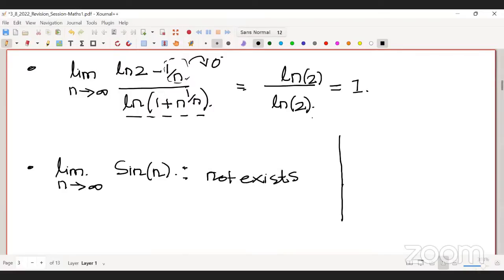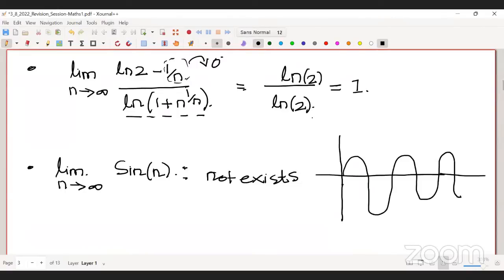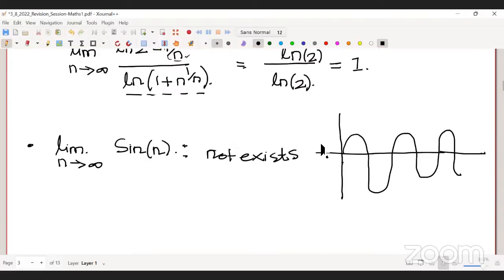Correct. If you draw the graph, it basically oscillates in between minus 1 to 1. You will get some repeating numbers in between minus 1 to 1 again and again. That's why the limit of this sequence doesn't exist.